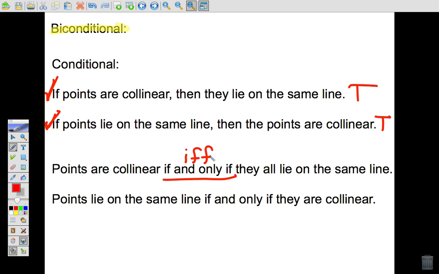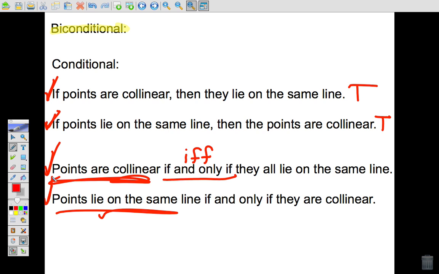So when you have 2 conditionals, where both of them are true, and they relate to the same topic, we can write it as what we call a biconditional. So, points are collinear if and only if they all lie on the same line. I could write it like that. Another way I could write it is I don't have to have this part first. I could have this part first. Points lie on the same line if and only if they are collinear. Now really, both these biconditionals mean the same thing.